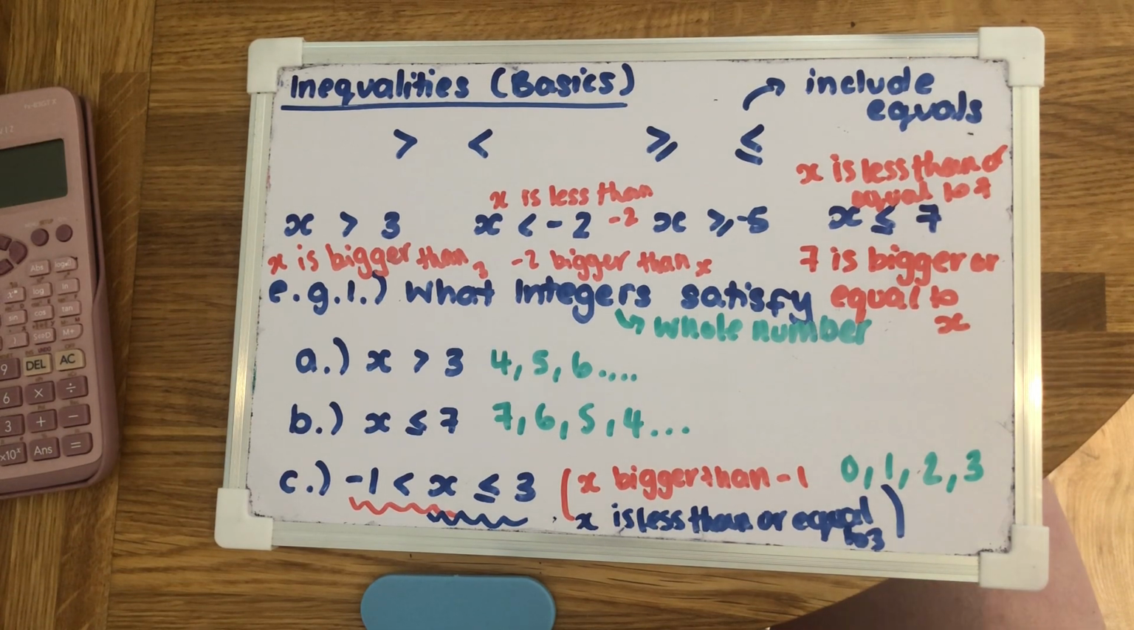Okay, because it can't be 4, because if x was 4 that doesn't make sense because 3 isn't bigger than 4. And it can't be -2 because x is bigger than -1 and -2 is smaller than that. Okay, so it's just being careful of those.